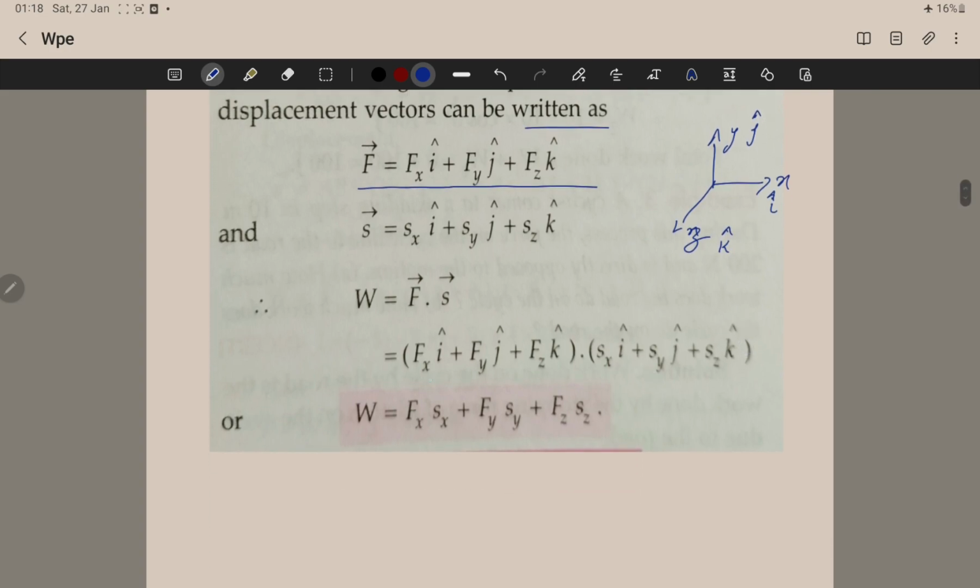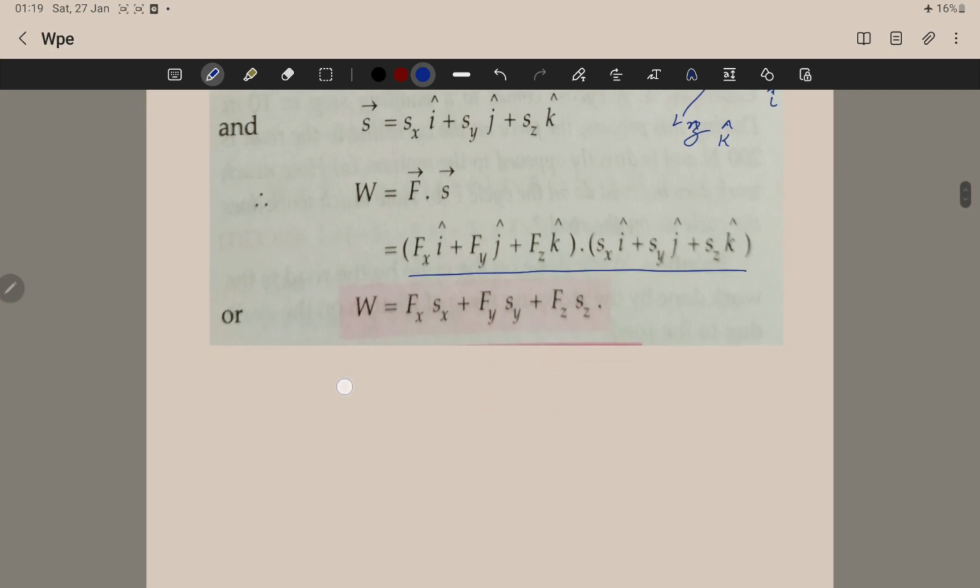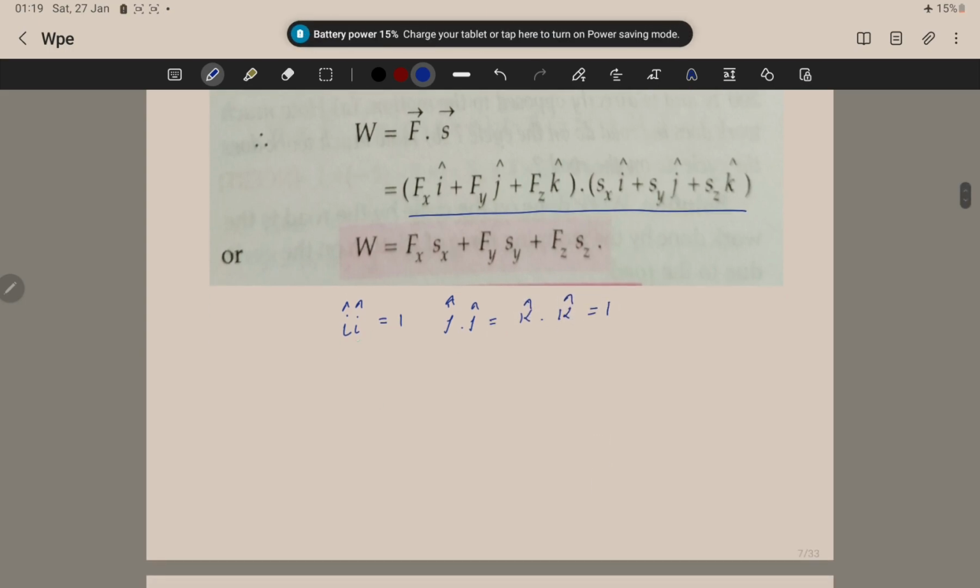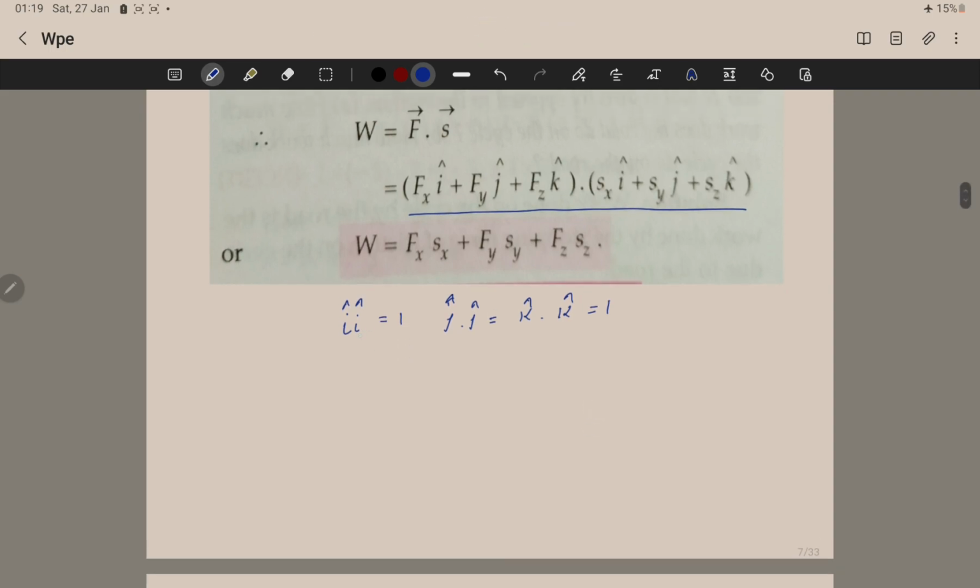So we just have to do the dot product, like i cap with i cap. We know that the i cap dot i cap product is equal to 1. Similarly, j cap dot j cap is equal to k cap dot k cap is equal to 1, because they are in the same direction.